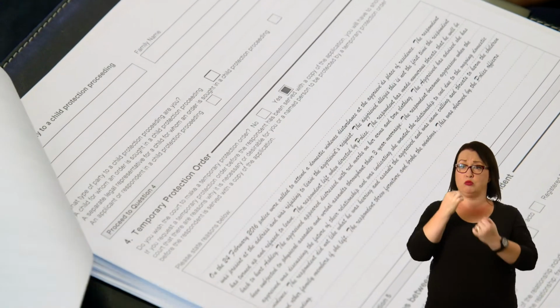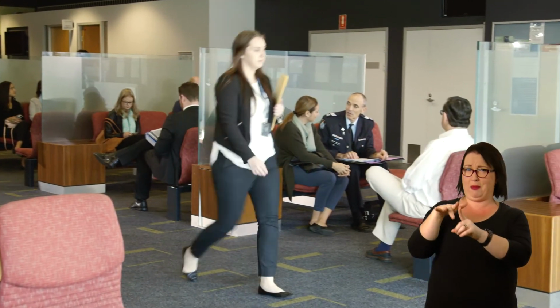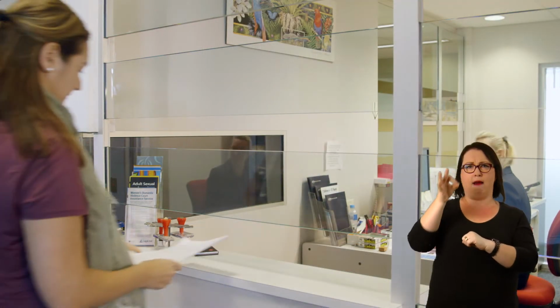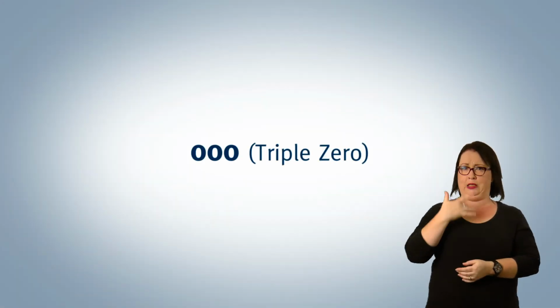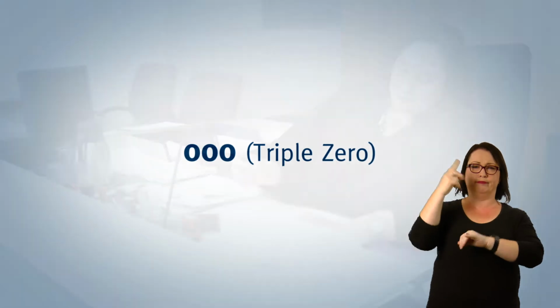Temporary protection orders are different. When your application is filed, if you feel you need protection as soon as possible, you can ask the court registry staff for a temporary protection order to be considered urgently by a magistrate. Police can also apply for you. If you are ever in danger, call them using the 000 emergency number.